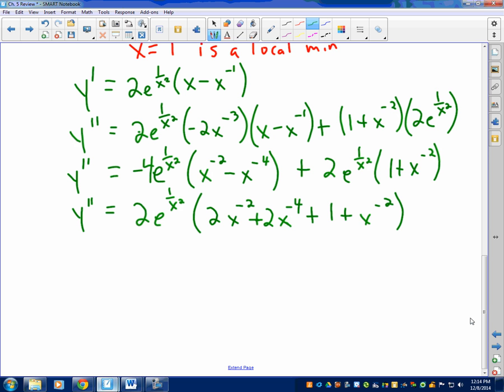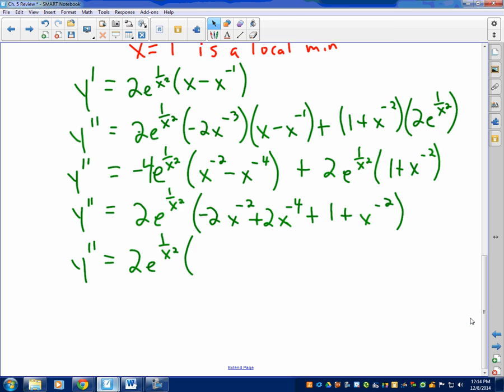And then if I took out a 2 here, I should have my 1 and my x. And then we could combine these two terms. So this would be it for our second derivative: 2e to the 1 over x squared. And then I have 2x to the negative 2 plus x to the negative 2 would give me 3x. Did I have the right sign in here? It should be negative.